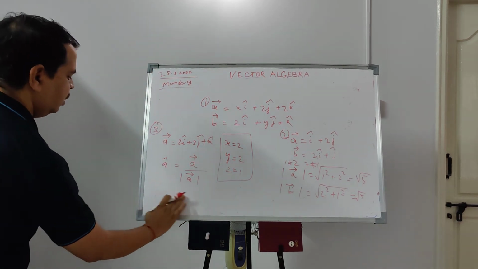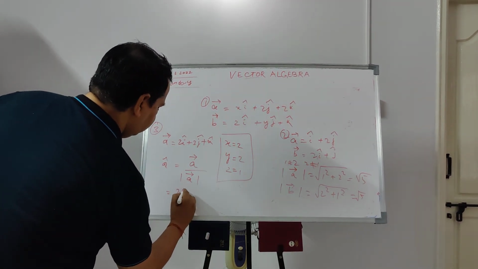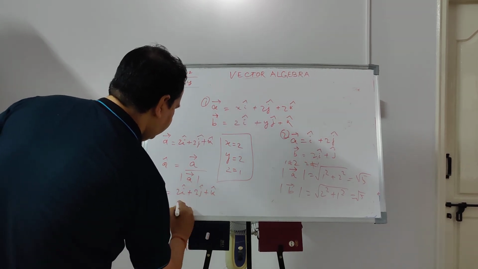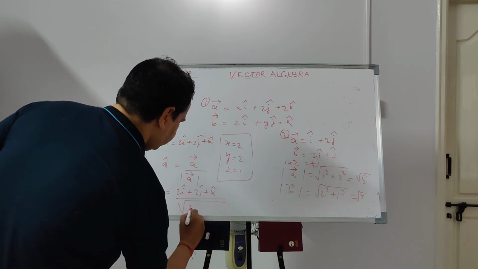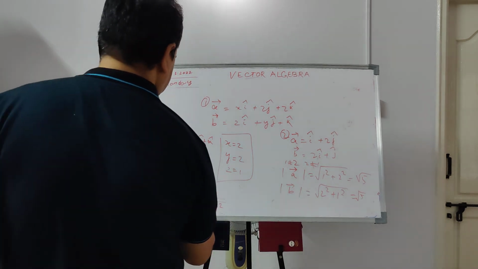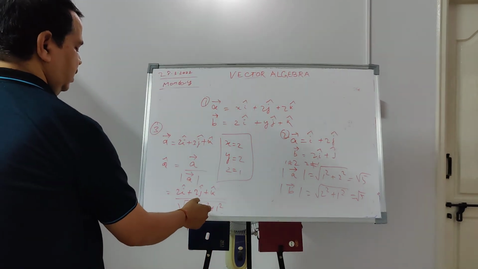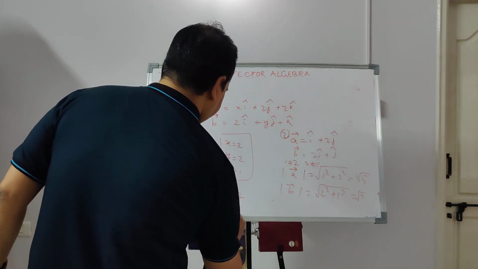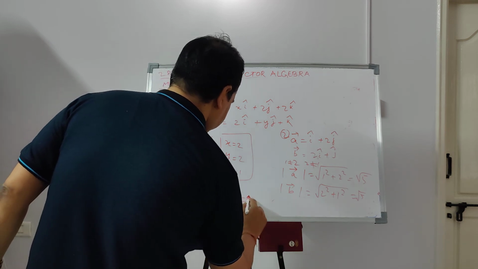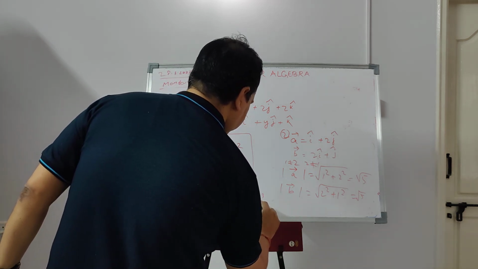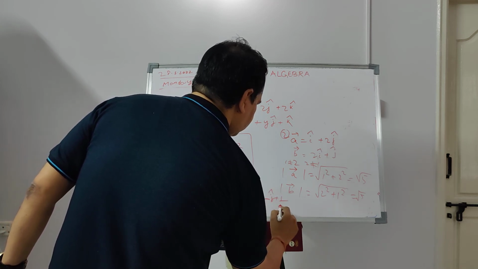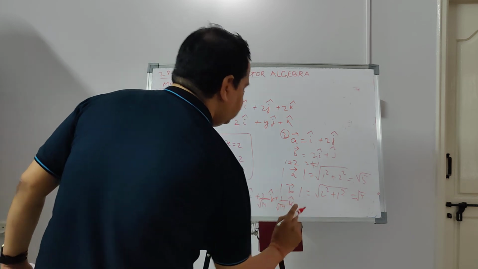So what is that vector? 2i plus 3j plus k, divided by the square root of 2 square plus 3 square plus 1 square. So this is 4 plus 9 is 13, plus 1 is 14. So it will become 2 by root 14 i cap plus 3 by root 14 j cap plus 1 by root 14 k cap. So this is your unit vector.